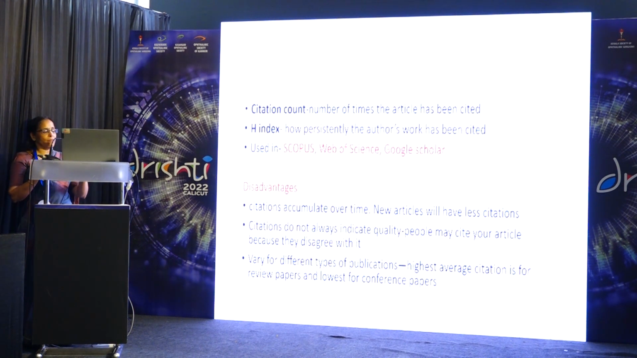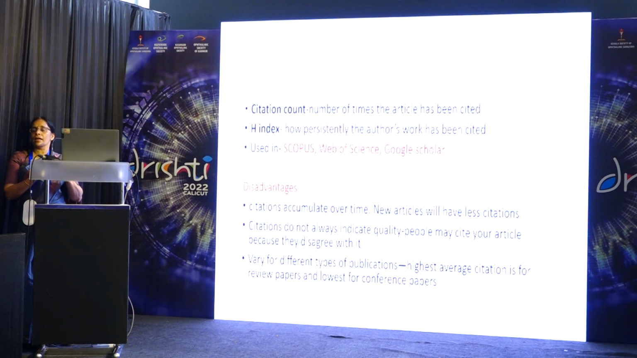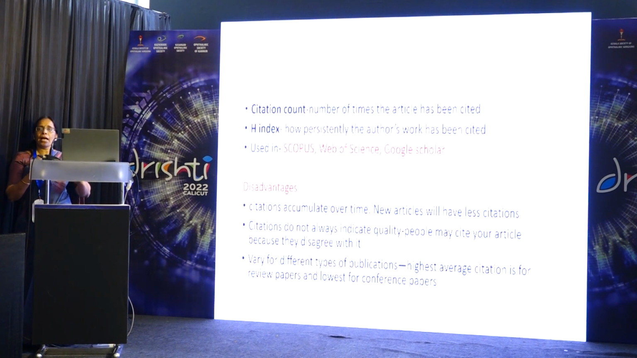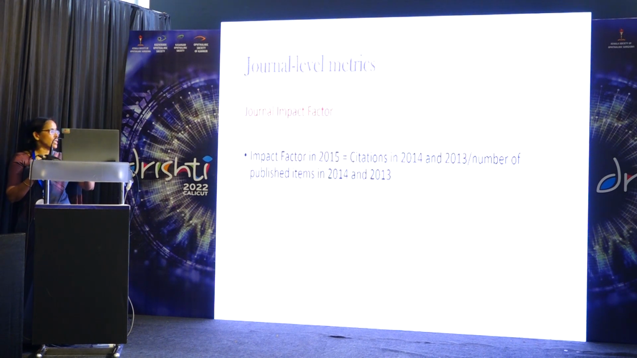These are used in various sources, but the problem with this is that a new article will have fewer citations. The older the article, the more people will cite it. And citation doesn't mean quality, because even if you disagree with an article, you can cite it. It may be a wrong thing, but having a higher citation doesn't mean it's a great article. And especially PG, postgraduate students will always cite a review article. Things like that, so review articles have higher citations.